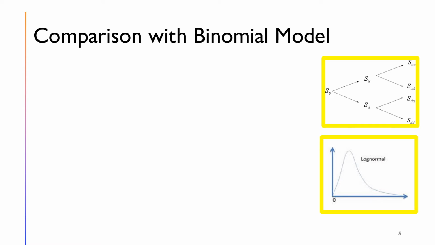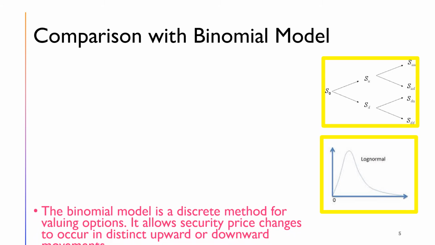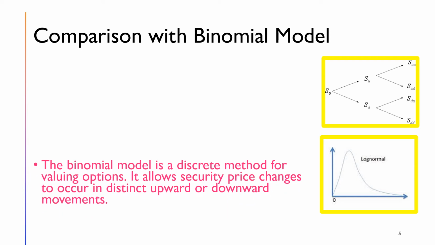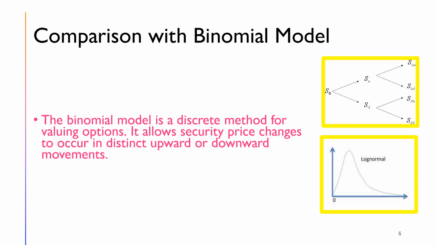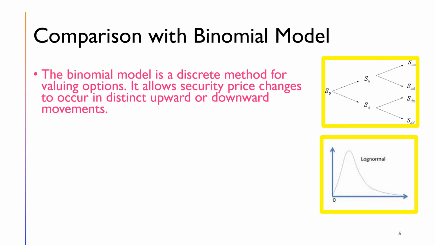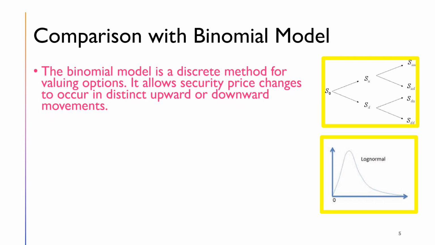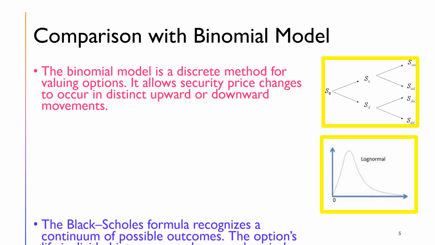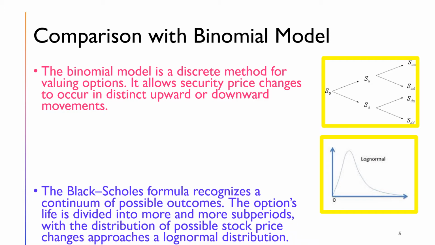How different is the Black-Scholes model as compared to the binomial model? Let's compare them. The binomial model is a discrete method for valuing options because it allows security price changes to occur in distinct upward or downward movements. However, prices can also change continuously throughout time. The Black-Scholes formula recognizes a continuum of possible outcomes.